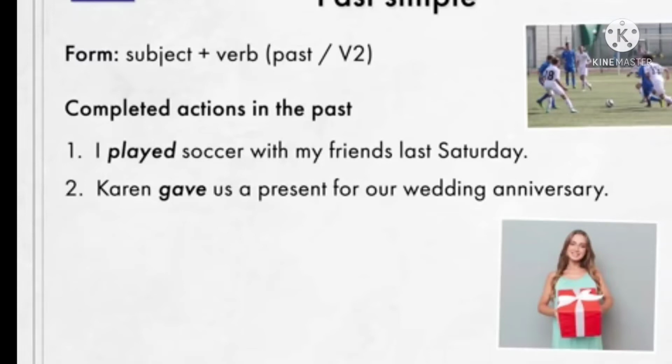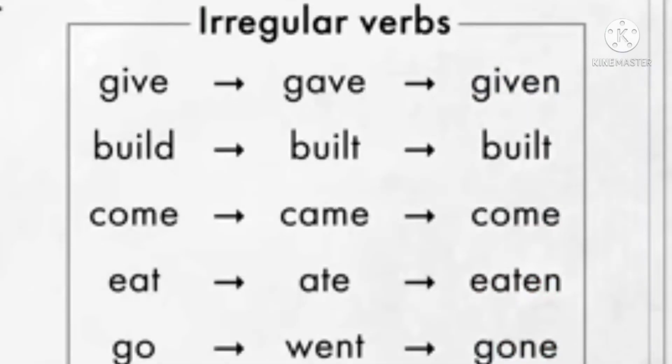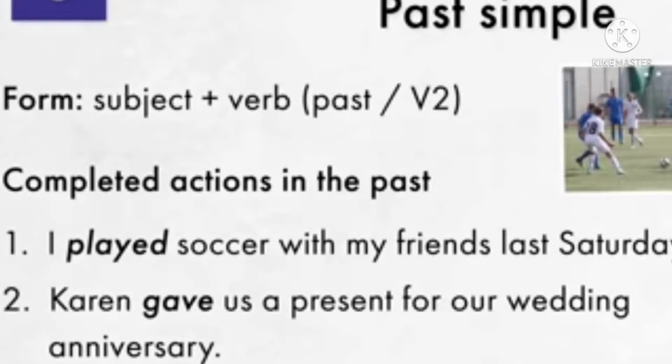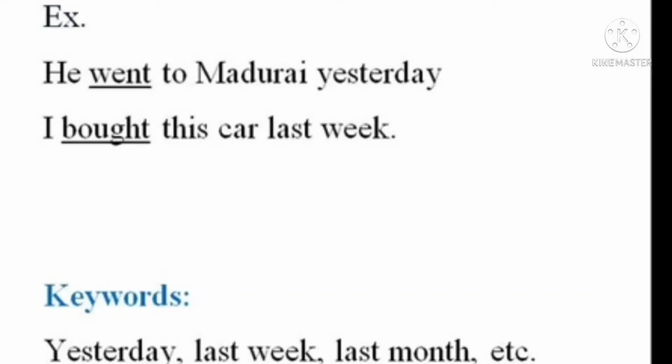The verb in the first sentence is play. We make the past form by adding ed to it. We do this for most verbs. But some verbs have special past forms. In sentence number 2, you see gave: give, gave, given, that is the past participle. We will look at some more examples of past tense. He went to Madurai yesterday. I bought this car last week. Keywords: yesterday, last week, last month.